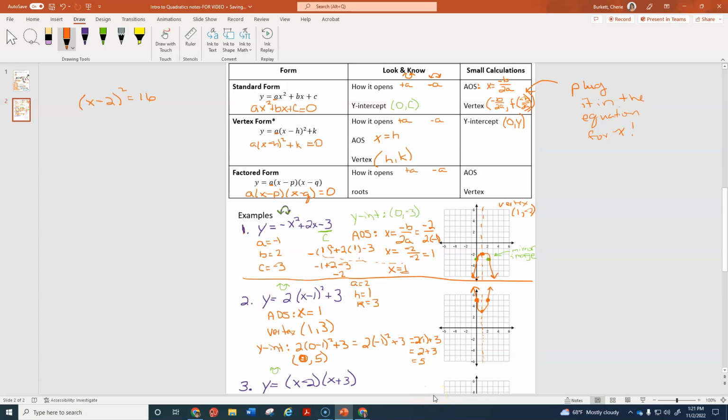Now that you have the parabola drawn, you can go back and answer questions about interval of increase, interval of decrease, domain, range, all those questions.